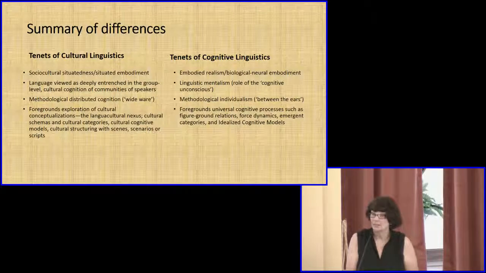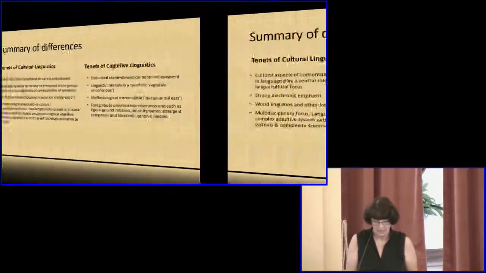you still have an emphasis on linguistic mentalism, the role of the cognitive unconscious. For cultural linguistics, we have a methodological distributed cognition, wideware. On the other hand, we have methodological individualism and a focus between the ears. Cultural linguistics foregrounds explorations of cultural conceptualizations, the lingua-cultural nexus, cultural schemas, cultural categories, cultural cognitive models, cultural structuring with scenes or scenarios or scripts. Cognitive linguistics, on the other hand, foregrounds universal cognitive processes such as figure-ground relations, force dynamics, emergent categories, and idealized cognitive models.